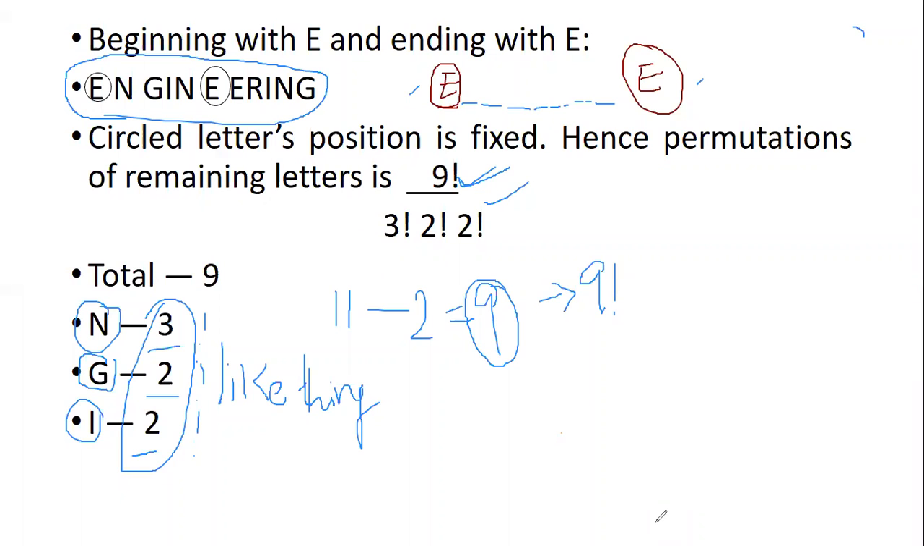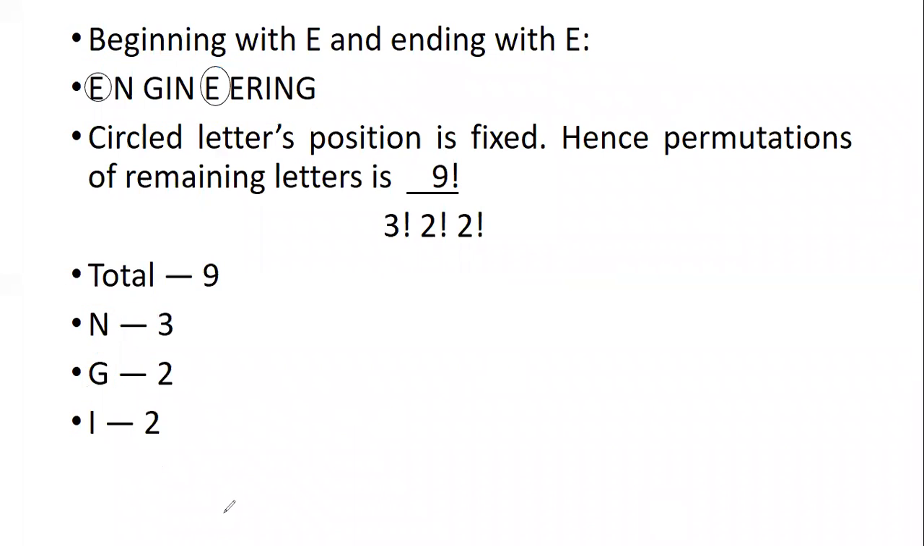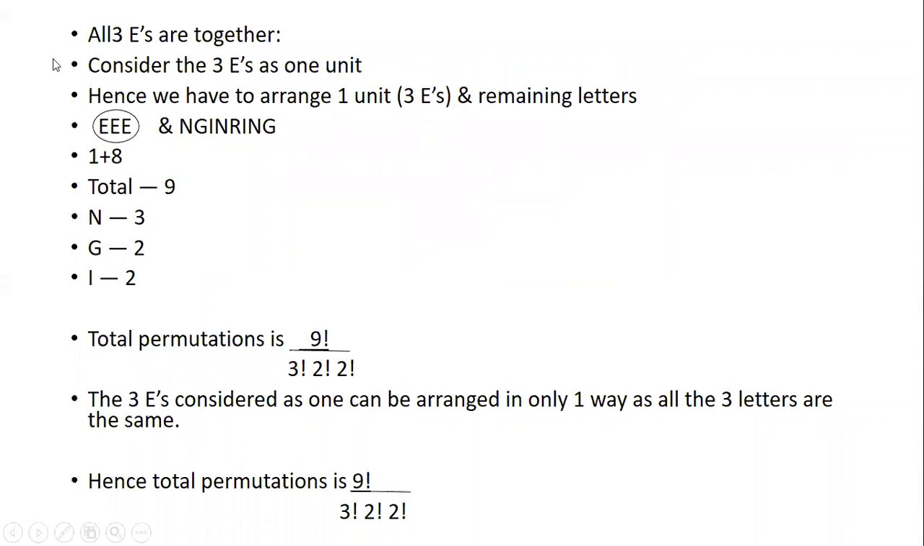Okay, now let's go to the next sub question. All 3 E's are together. In this, we are going to group the E's together. In the word engineering, we are going to keep all the E's in one place. So this will become one part, and this is known as one unit. All E's together are known as one unit.